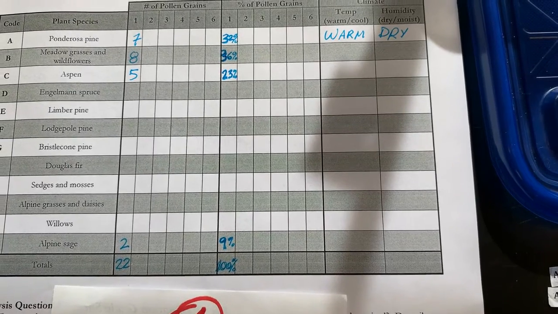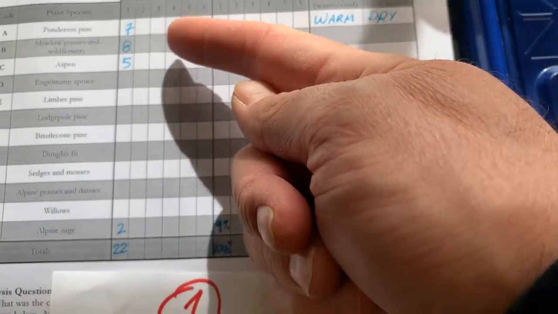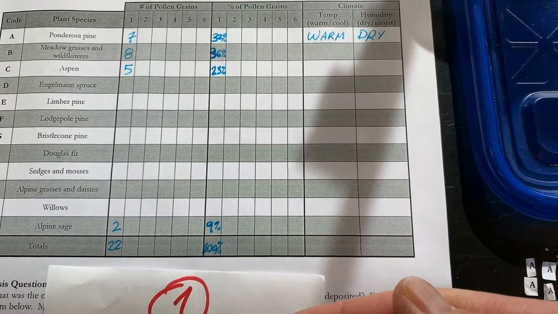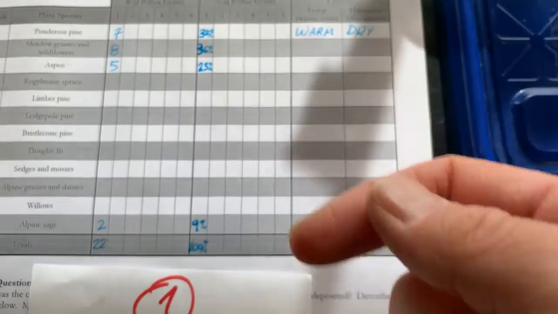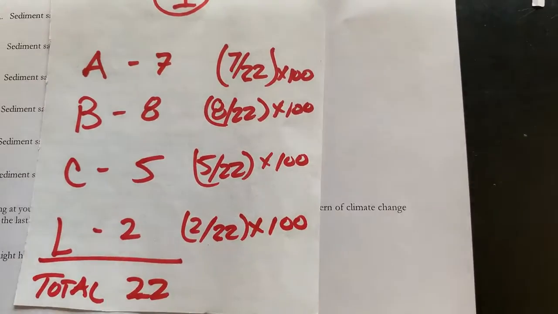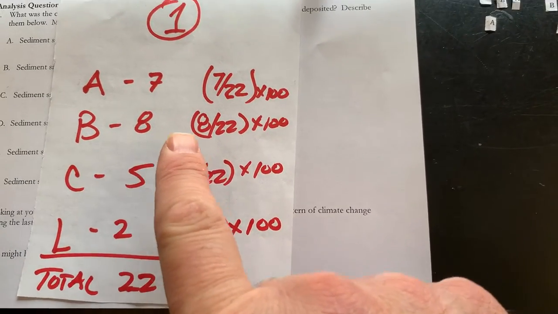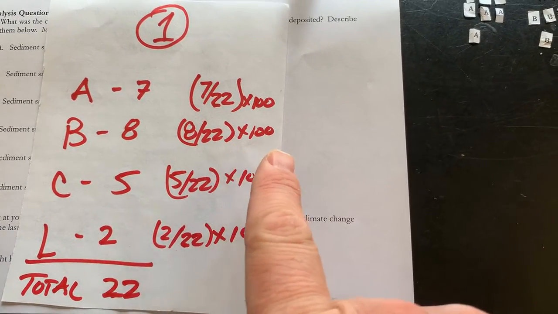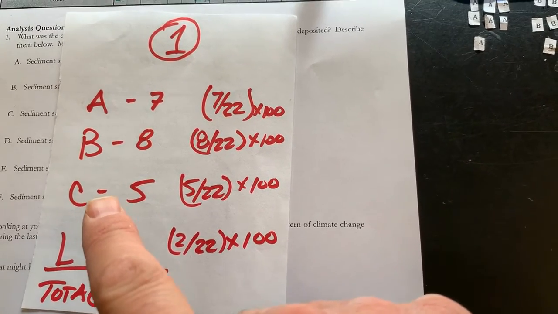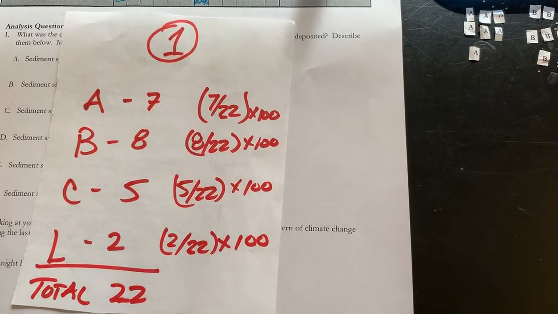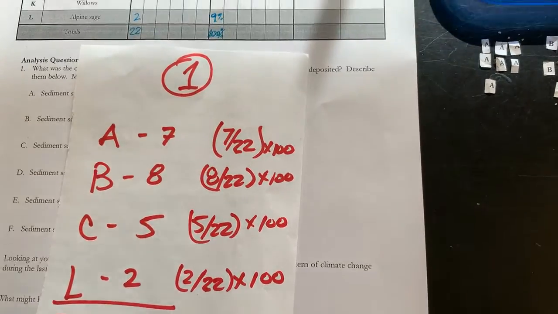Then I took 7 divided by 22, and multiplied that by 100 to get my percentage, which is 32%. So for A, it's 7 divided by 22 times 100. For B, to get the percentage, I do 8 divided by 22 times 100. C would be 5 divided by 22, and then take that times 100 to get the percentage. And then I rounded them as well.